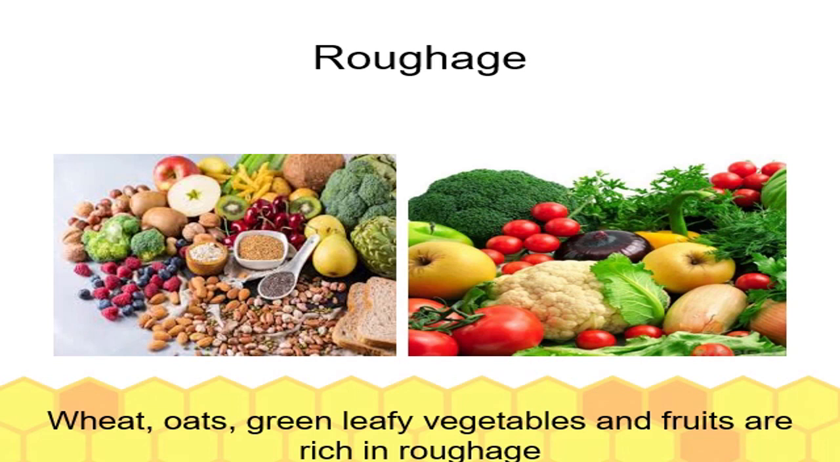Wheat, oats, green leafy vegetables, and fruits are rich in roughage, which should be included in the food which we eat.